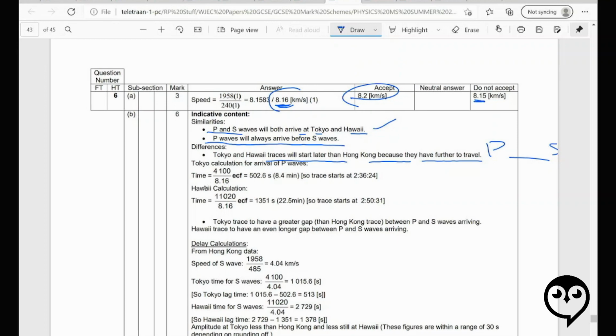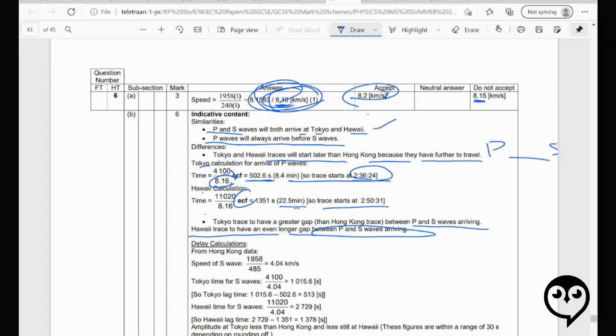So this was to Tokyo, and so they divided by the speed of the P wave that we had up earlier, and so their trace will start later. You could talk about when the trace starts, and then you've done the same thing for Hawaii calculation, error carried forward from your previous value up here, and again, quite a bit of a delay, and so Tokyo trace to have greater gap than Hong Kong between S and P waves. Hawaii trace will even longer gap. Yeah, that's kind of what we had said.